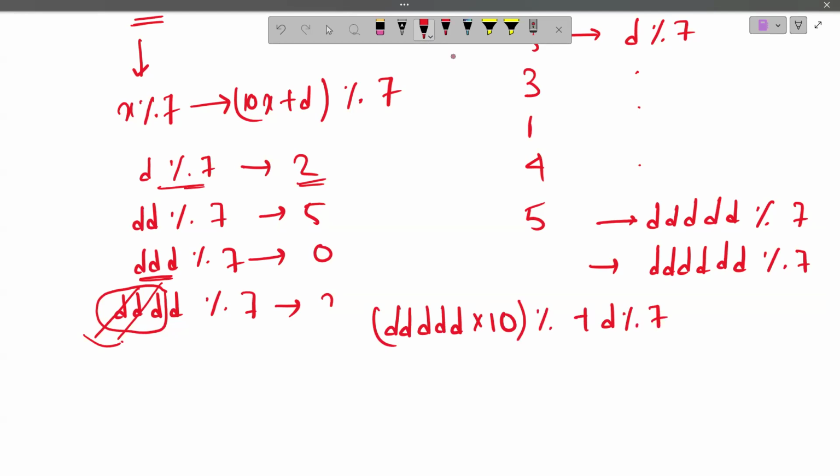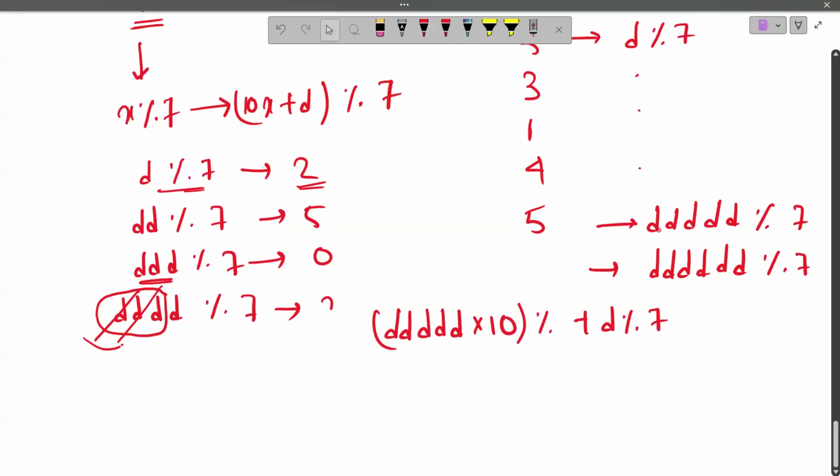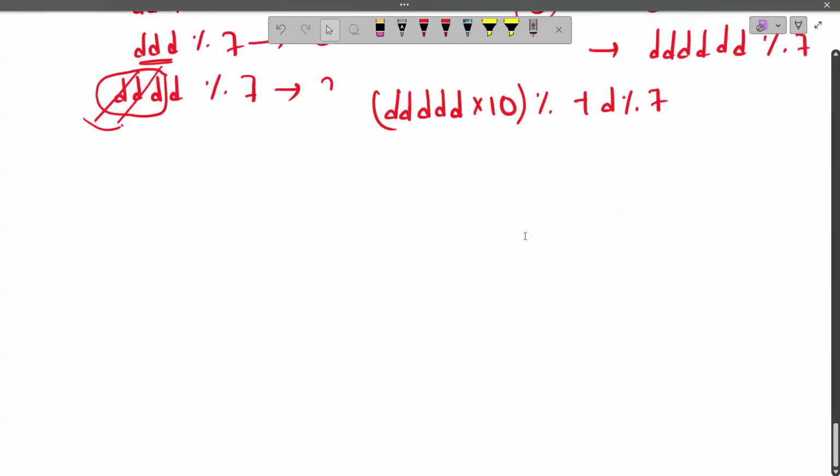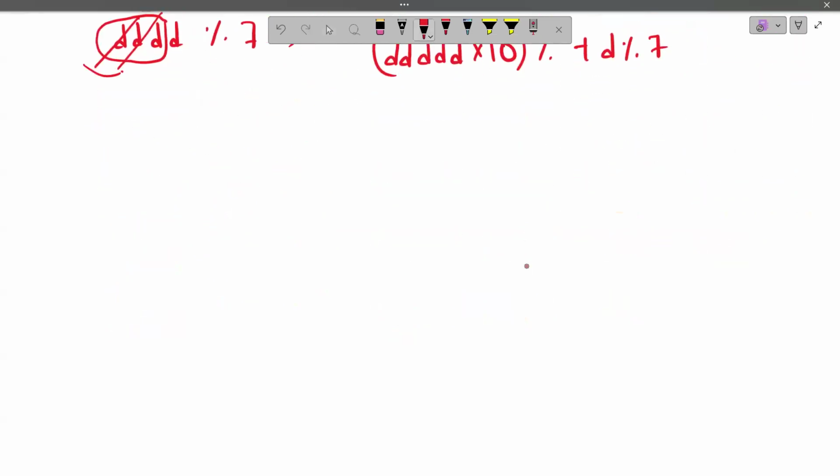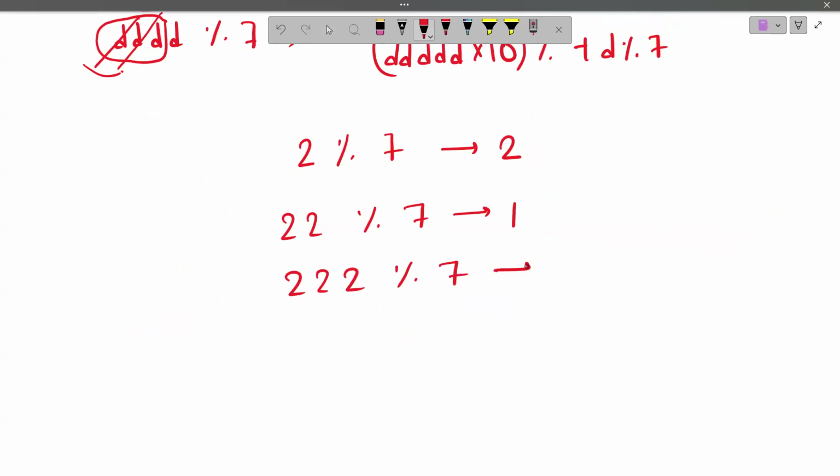Now, what is 5 times d into 10 modulo 7? We know 5 times d modulo 7 is 5. So here this is 5 times d modulo 7 is 5. Okay, let me take a solid example so that it would be clear. Let me take 2. So what is 2 modulo 7? 2 modulo 7 is 2, right? What is 22 modulo 7? It's 1. What is 222 modulo 7? It is simply 12 modulo 7, which is 5.